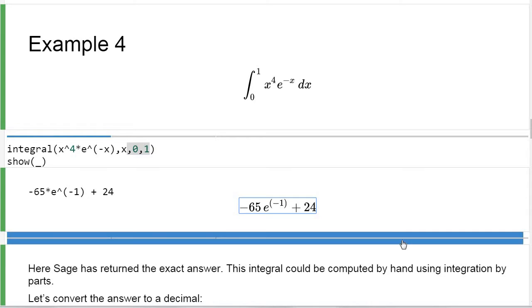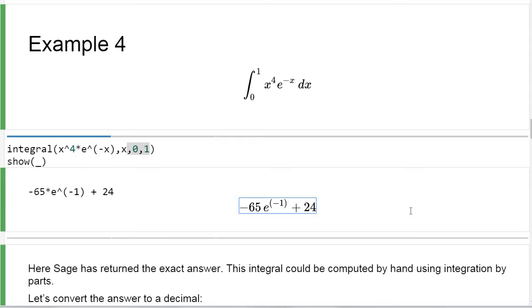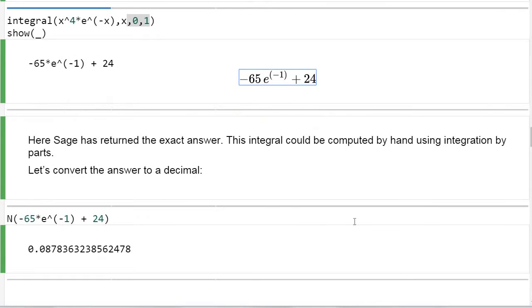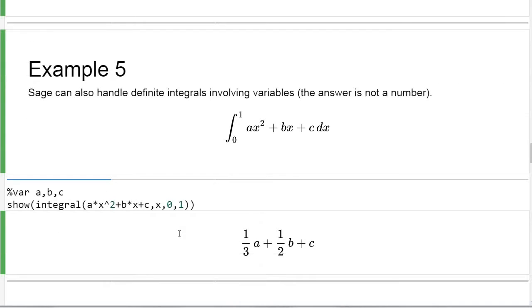There's a technique called integration by parts, which you also do in Calc 2, that you could do to solve this one by hand. Then go ahead and convert the answer to a decimal. Remember, if you want to do that, the capital N command will do that.